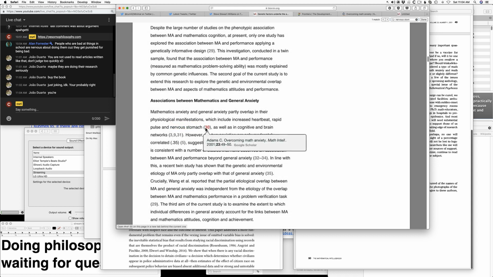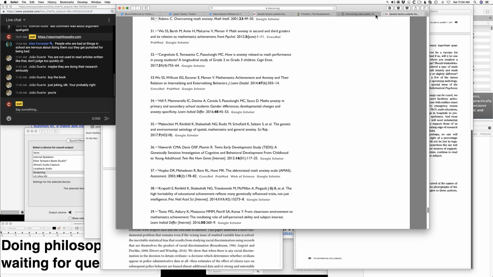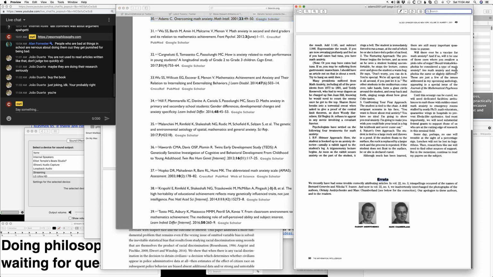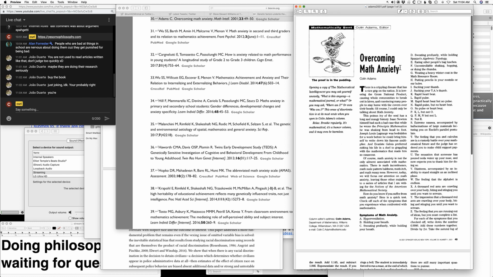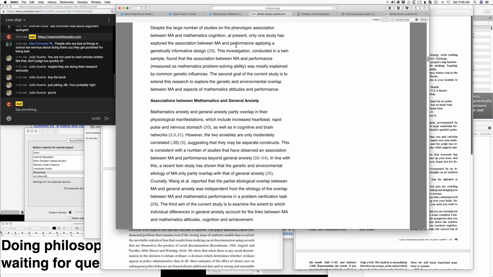Okay, nervous stomach goes to site number 30. Site number 30 is this fucking paper right here that does not contain the words nervous or stomach, unless the OCR is bad enough that the search didn't work. Overcoming Math Anxiety, Colin Adams. Adams C. This is the right paper. Symptoms of math anxiety. It mentions rapid heartbeat and rapid pulse on like a list of potential symptoms. But did they actually do a study? What did they say about this? Okay.